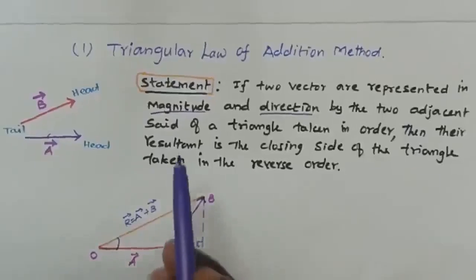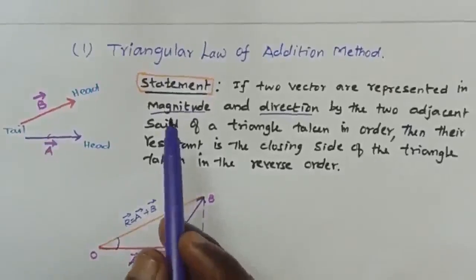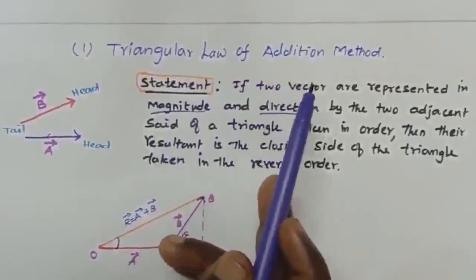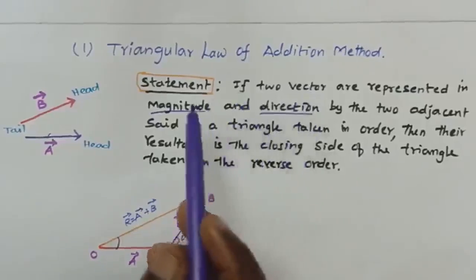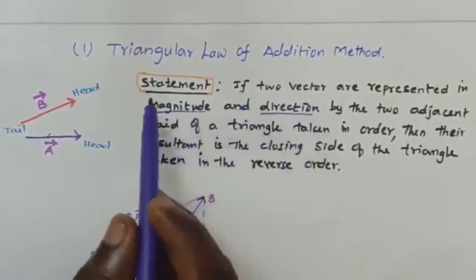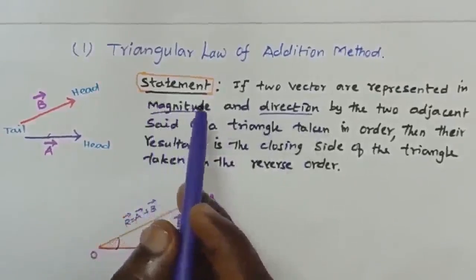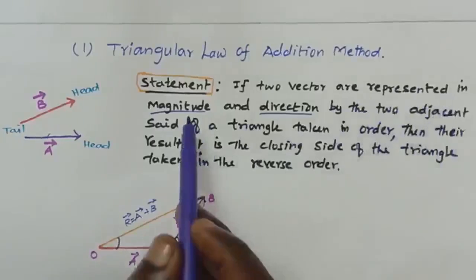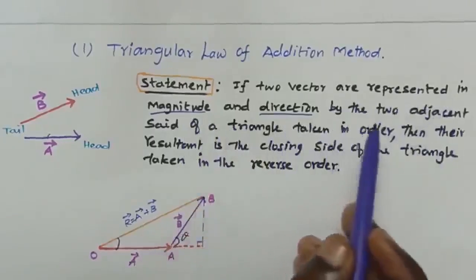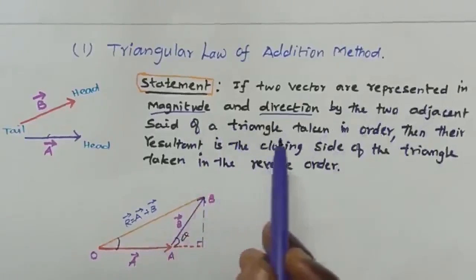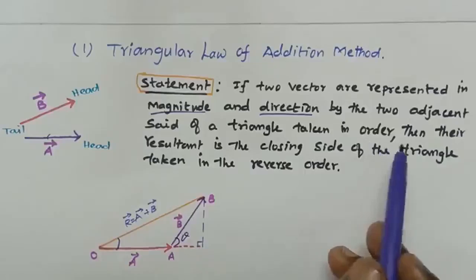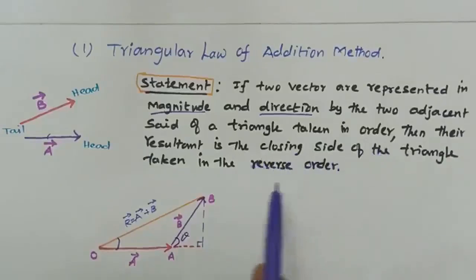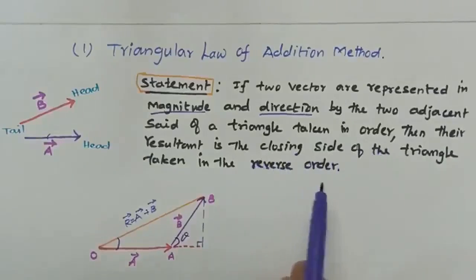Students, next go to discuss a very important topic, the triangular law of addition method. Listen very carefully. Statement of triangular law of addition: if two vectors are represented in magnitude and direction by the two adjacent sides of a triangle taken in order, then the resultant is the closing side of the triangle taken in the reverse order.